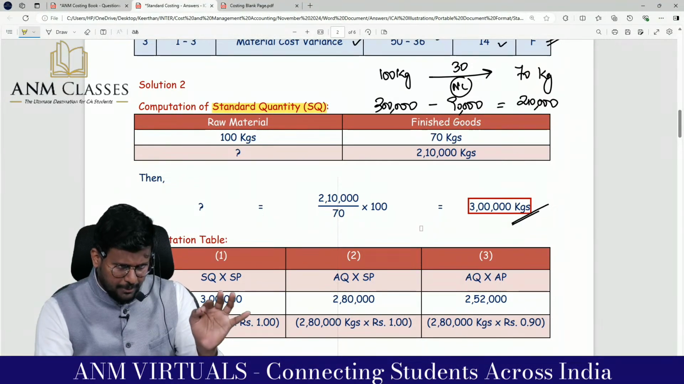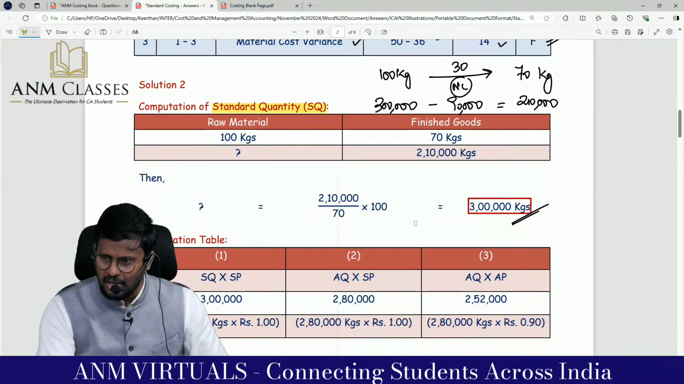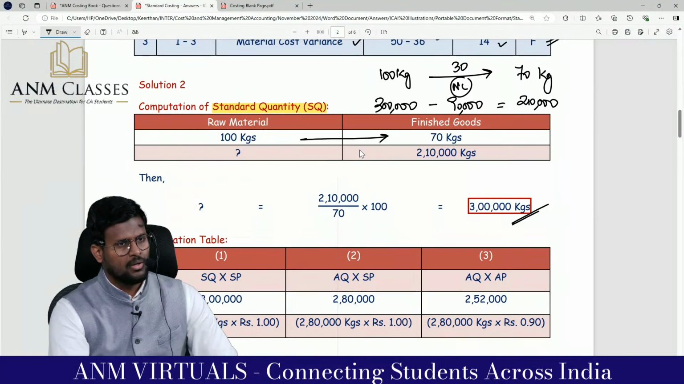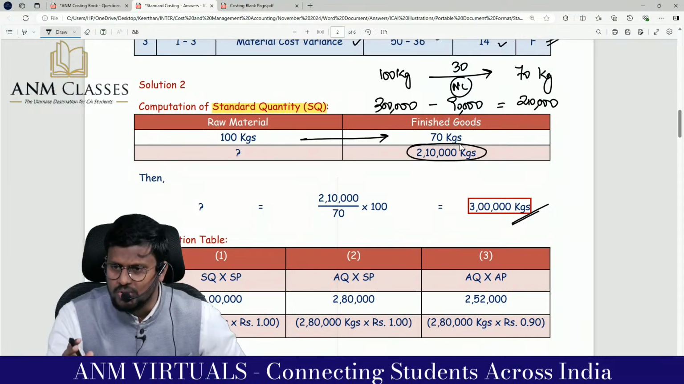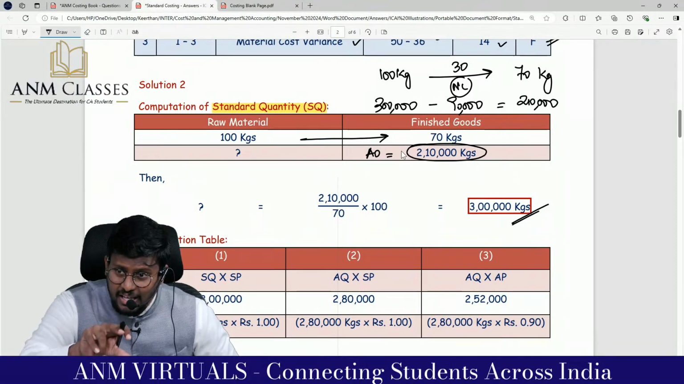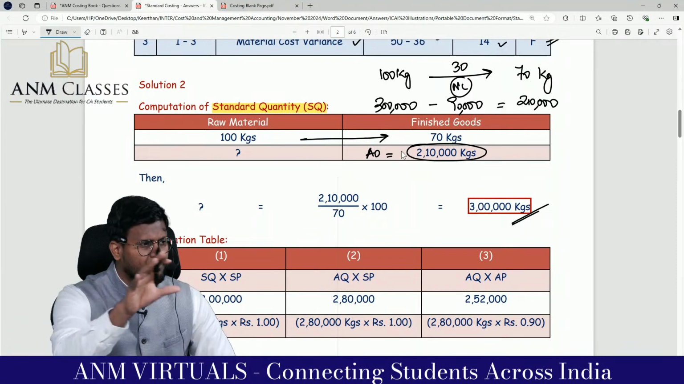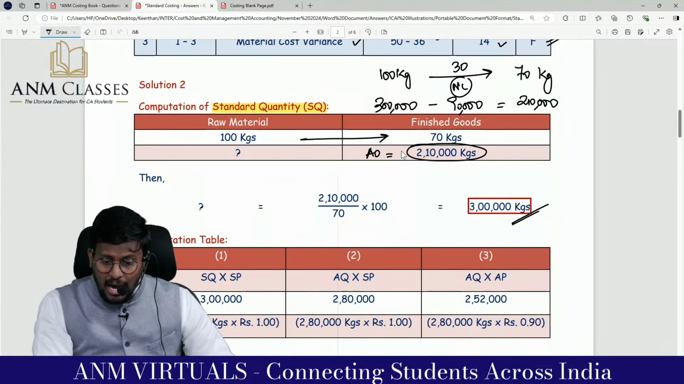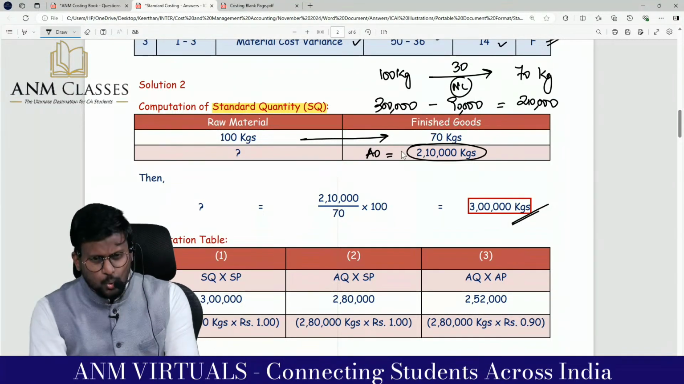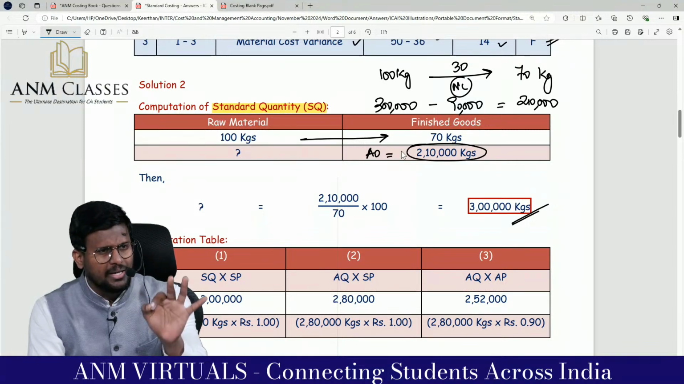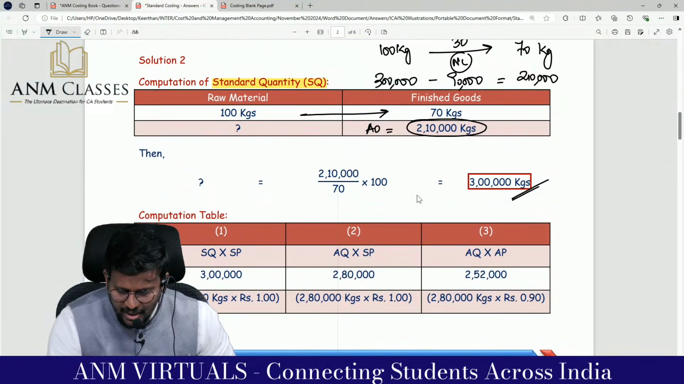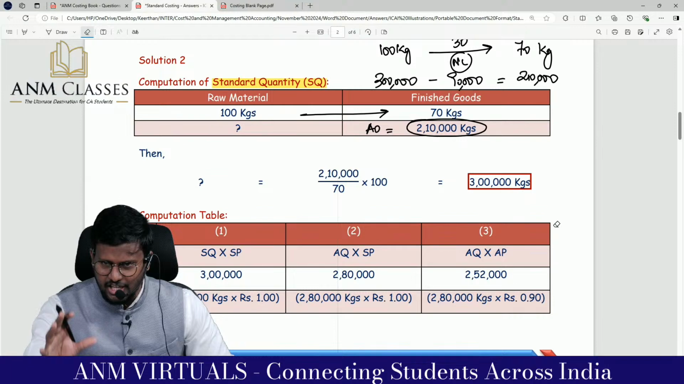How to interpret the standard quantity, if anyone has made a mistake at that point, I will explain that. If you put 100 kg, 70 kg comes out. Actually, 2,10,000 kg has come out as actual output. So how much I should put is the standard. So this 2,10,000 kg will be treated as 70%. Then 2,10,000 divided by 70 into 100, 3,00,000 kg is the standard quantity.